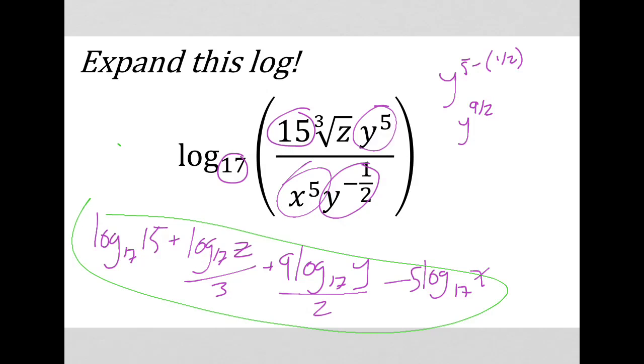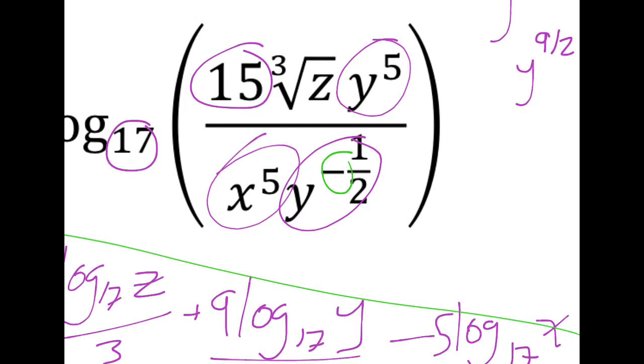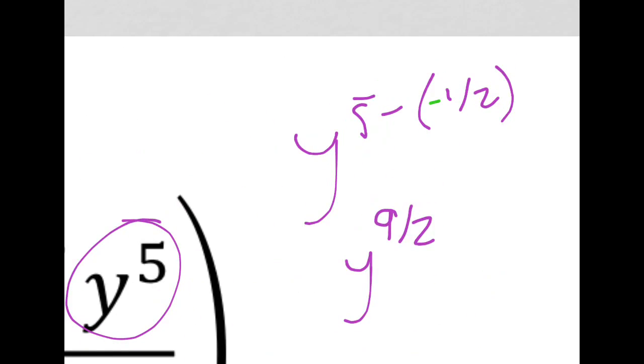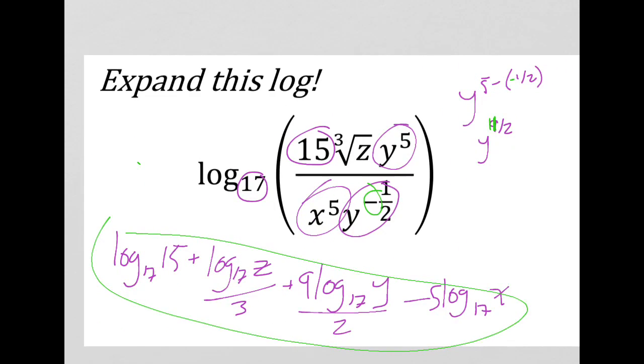Except I notice I made a mistake because down here that was a negative 1/2, so this should have been a negative 1/2 right there. 5 minus negative 1/2 is the same as 5 plus 1/2, which would be 5.5, which would be 11 over 2. So I need to change that to an 11 right there. But other than that, I think now I should be good.